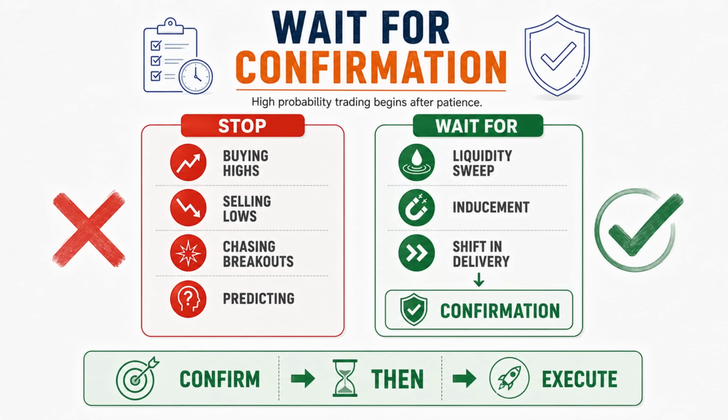Once your trading range is clearly defined, you stop chasing breakouts. You stop buying at highs and selling at lows. You stop trying to predict direction. Instead, you wait for confirmation, such as liquidity sweeps, inducement, or a clear shift in delivery. This is where high probability trading truly begins.